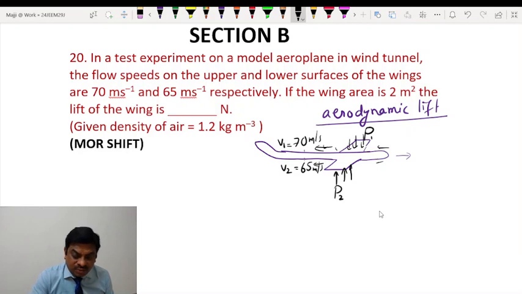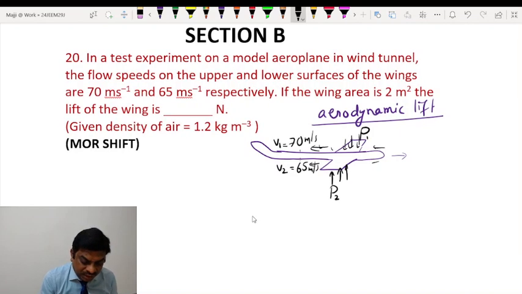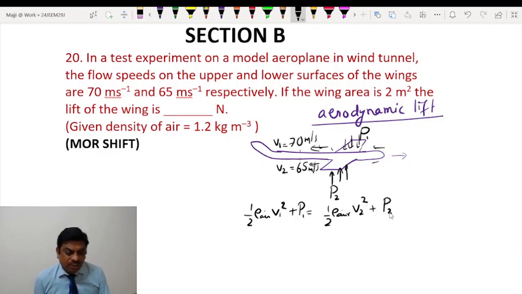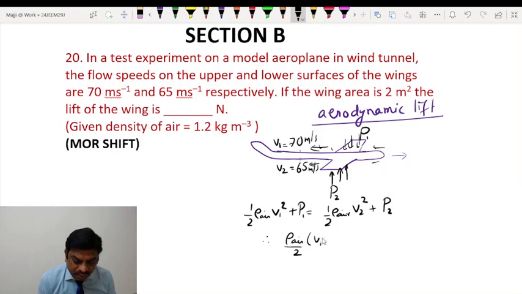So applying Bernoulli's equation for horizontal flow, I can write half rho of air into V1 square plus P1 is equal to half rho air into V2 square plus P2. Remember, we are applying this to air. Air is flowing opposite to the direction of movement of the aeroplane. Okay, students. So I have rho air by 2 into V1 square minus V2 square is equal to P2 minus P1. So this gives you the difference in pressure.